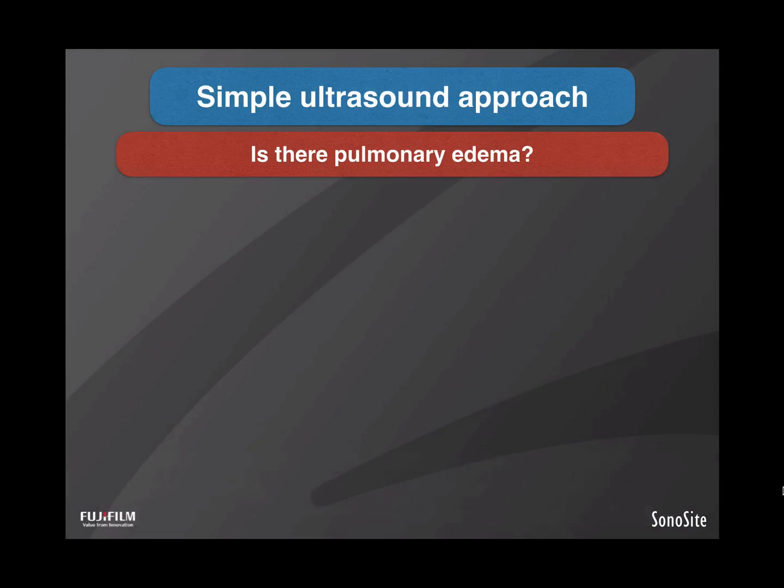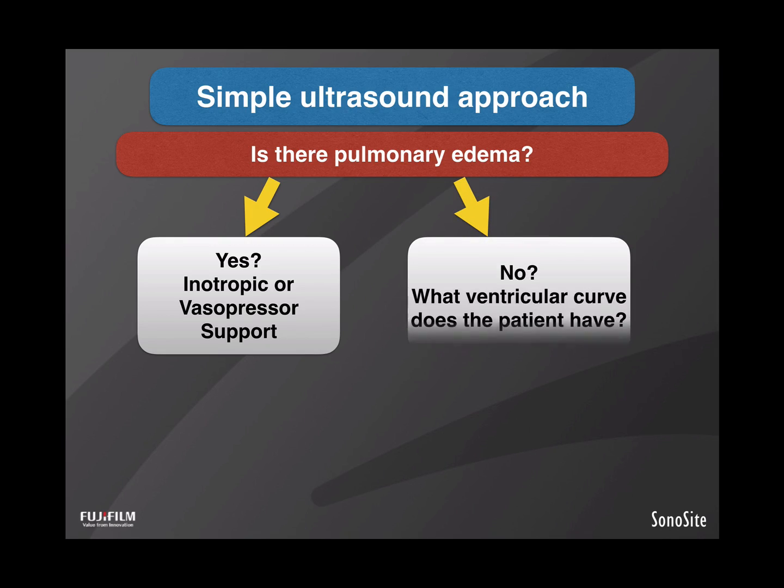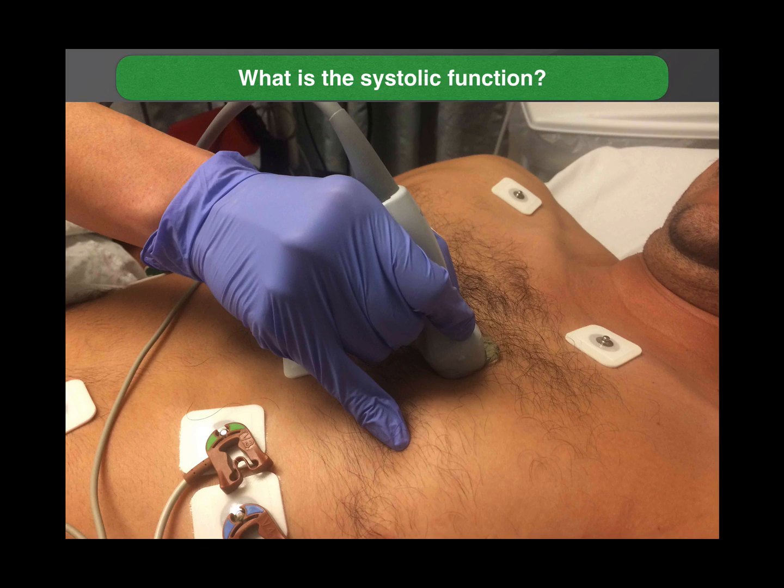So if you see evidence of this, then don't give fluids and just start inotropic or vasopressor support if they're hypotensive. Now, if you don't see pulmonary edema, this is where we need to know which ventricular function curve the patient has. And to do this, we have to look at the systolic function. How do you do this?